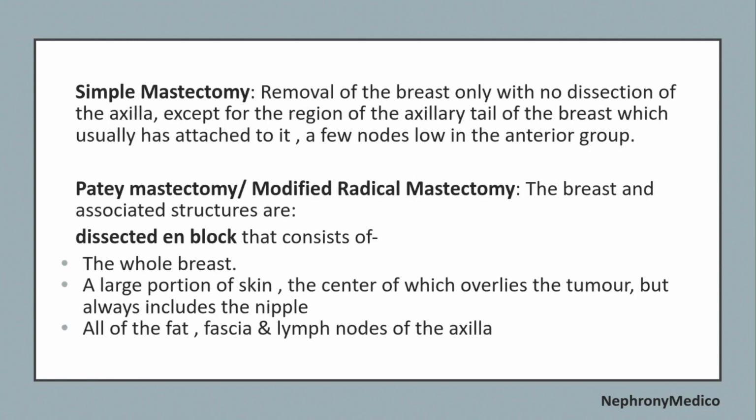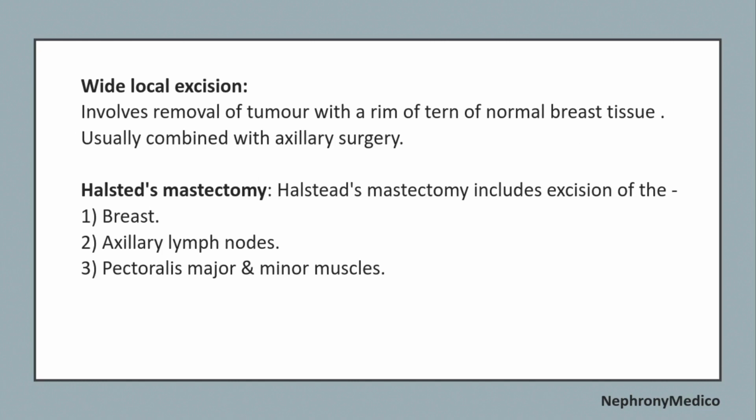What is simple mastectomy? The removal of the breast only, with no dissection of the axilla except for the region of the axillary tail of the breast, which usually has attached to it a few nodes low in the anterior group. Patey mastectomy or modified radical mastectomy is dissected in blocks that consist of the whole breast, a large portion of the skin, the center of which overlies the tumor, but also includes the nipple, all of the fat, fascia, and lymph nodes of the axilla. Local excision includes removal of the tumor with a rim of normal breast tissue, usually combined with axillary surgery. Halsted mastectomy includes excision of the breast, axillary lymph nodes, and pectoralis major and minor muscles.